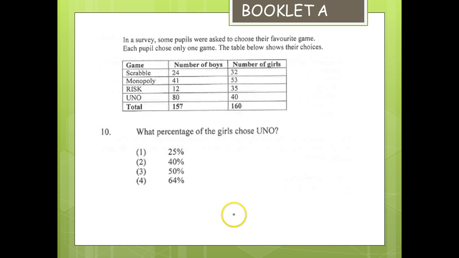Question 10. What percentage of the girls chose Uno? So Uno is 40 girls. I want to find the percentage. So it's 40 out of 160, which is the total, times 100%. So 100 divided by 4, which is 25%. Option number 1.